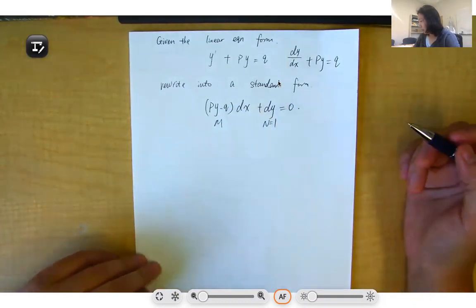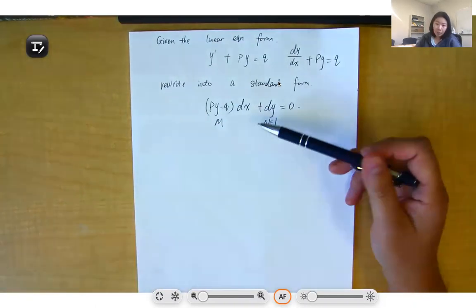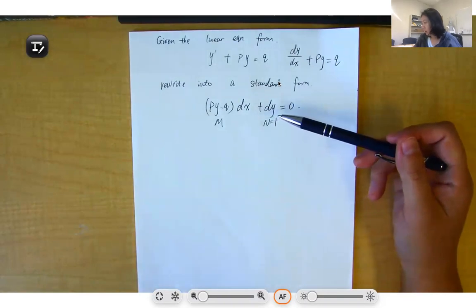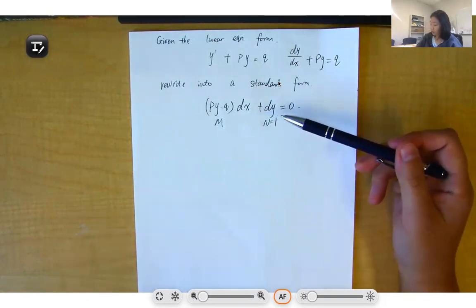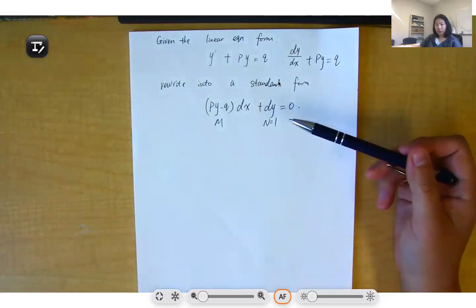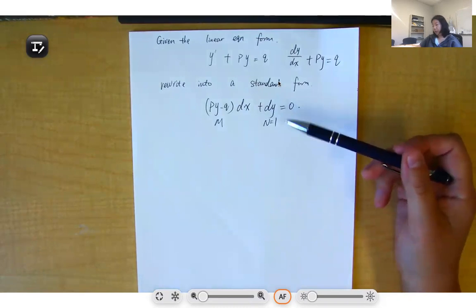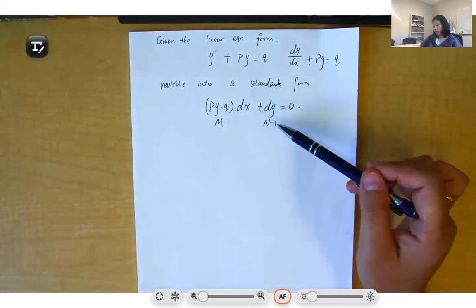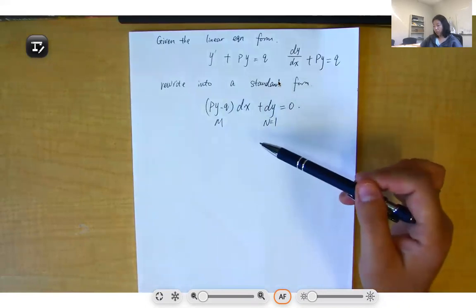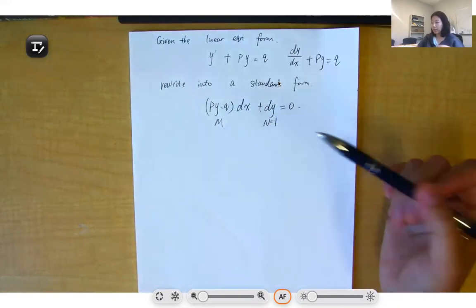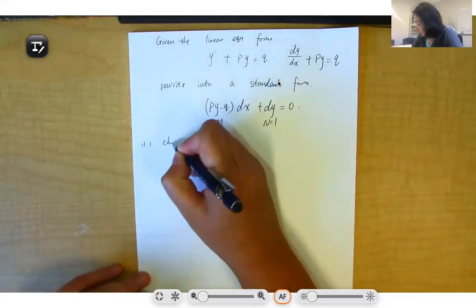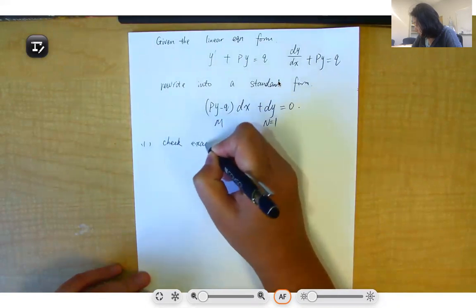And then let's check whether it can be separated, right? And it couldn't be separated. Then let's see whether it can be homogeneous. It has to depend on this py minus q term and this N equals 1, whether they have the same power. Probably won't be the same power. So let's check whether it's exact or not.